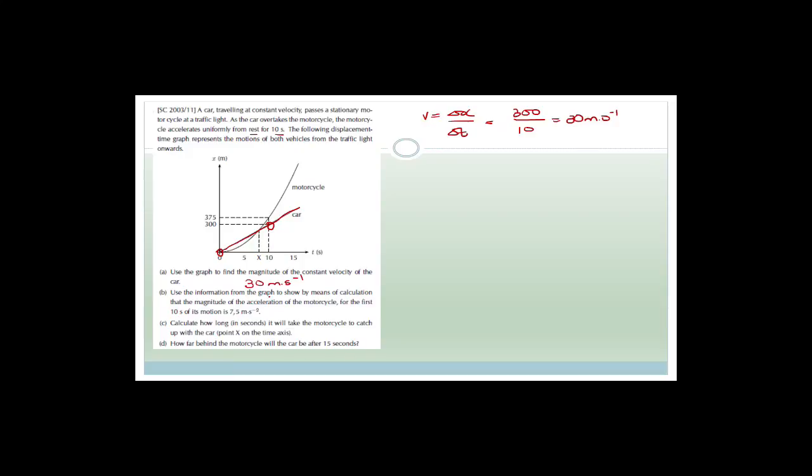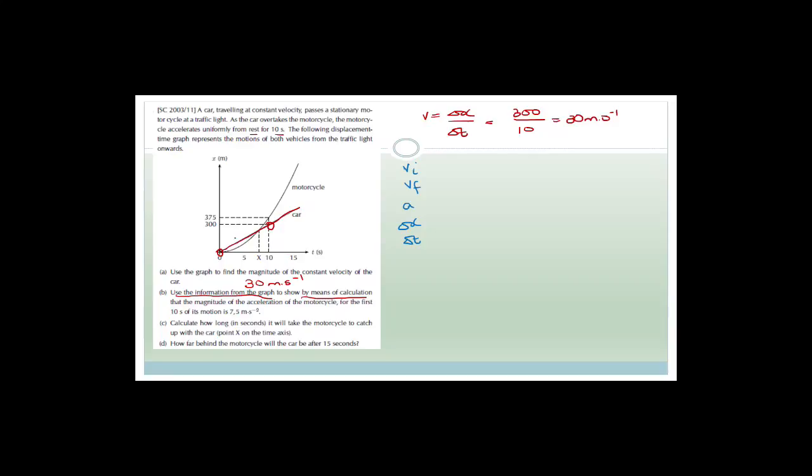Now it says use information from the graph to show by means of a calculation that the magnitude of the acceleration of the motorcyclist for the first 10 seconds of its motion is 7.5 meters per second squared. Now they don't say you have to use the graph. They say use information from the graph by means of a calculation. So they're saying get your information from the graph, but then you can use an equation of motion. So to work out acceleration, let's think. We've got vi, vf, a, delta x, delta t.